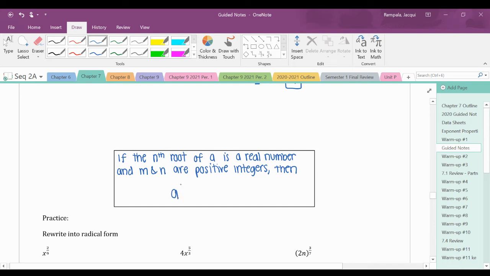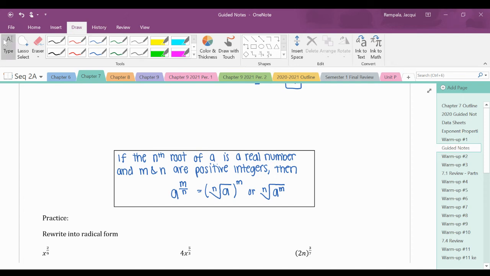We have a to the m over n exponent. That is going to equal n is my index, a is my radicand, but that whole thing is raised to the power of m. Or we can write it as the nth root, and then the exponent is underneath. So 2 different ways to write it, but this time we don't just have a 1 in the numerator of that fraction. We have an m, which means it can represent any positive real number.